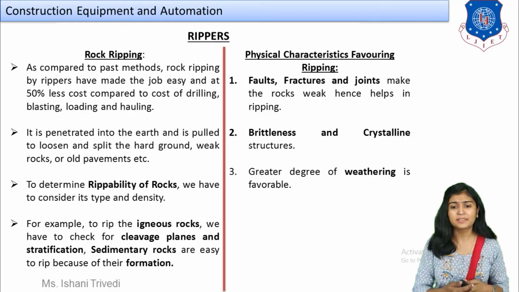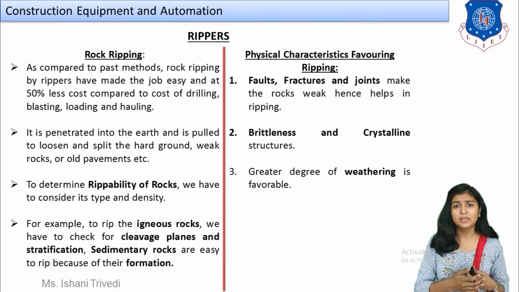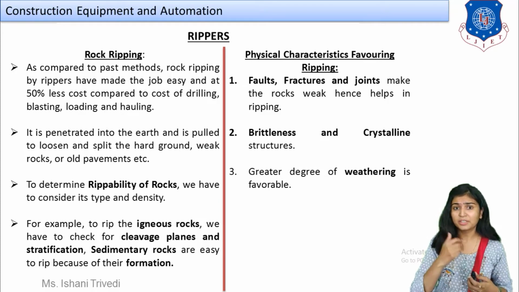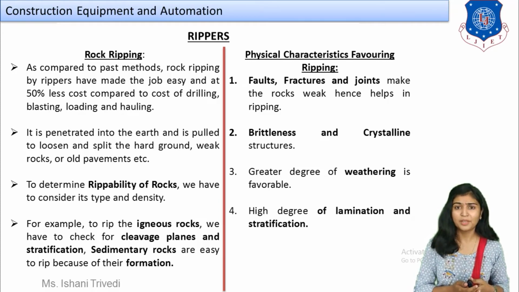Next we have a greater degree of weathering. There are two types of weathering, physical and chemical weathering of the rocks, which cause the decomposition and deposition of the soil and particles. If the particular soil or rocks have undergone a huge degree of weathering, then it is going to prove to be a weaker form, and hence it becomes favorable for us.